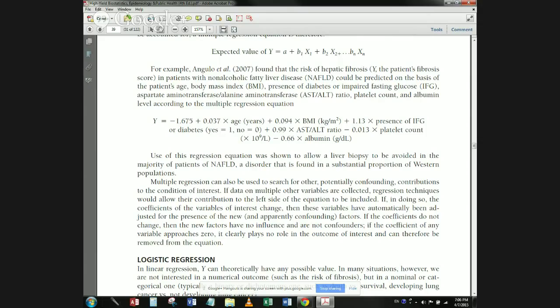Use of this regression equation was shown to allow a liver biopsy to be avoided in the majority of patients of non-alcoholic fatty liver disease, a disorder that is found in substantial proportion of Western populations.